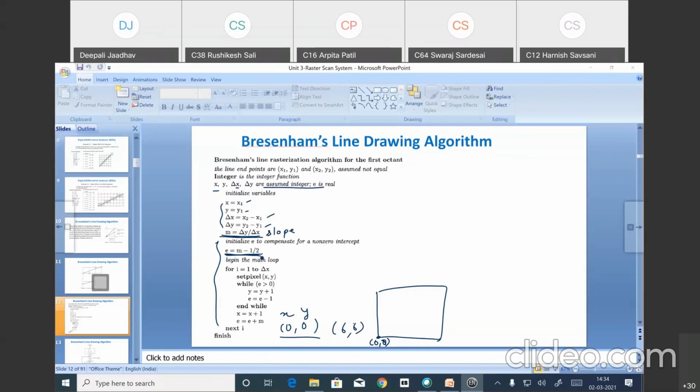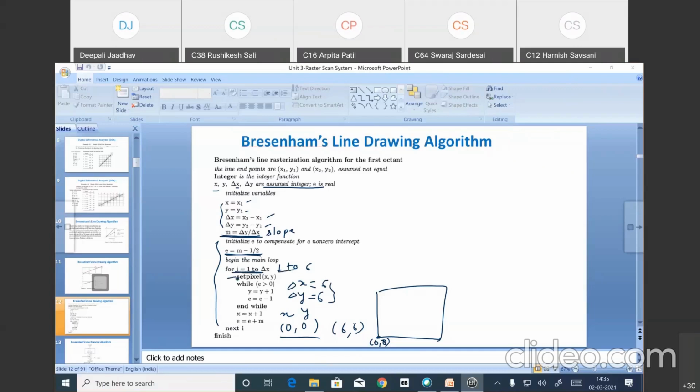Then begin the loop from 1 to delta x. In this case, what is delta x? 6 minus 0, 6. What is delta y? 6 minus 0, 6. So this ranges from 1 to 6. I is equal to 1 to delta x. That standard term is used here. In the DDA, what have we seen? I ranges from 1 to length, and the length is whichever is greater among these two. That is the DDA algorithm. But in Bresenham's, it directly considers I is equal to 1 to delta x. So 1 to delta x means, in this example, 1 to 6.